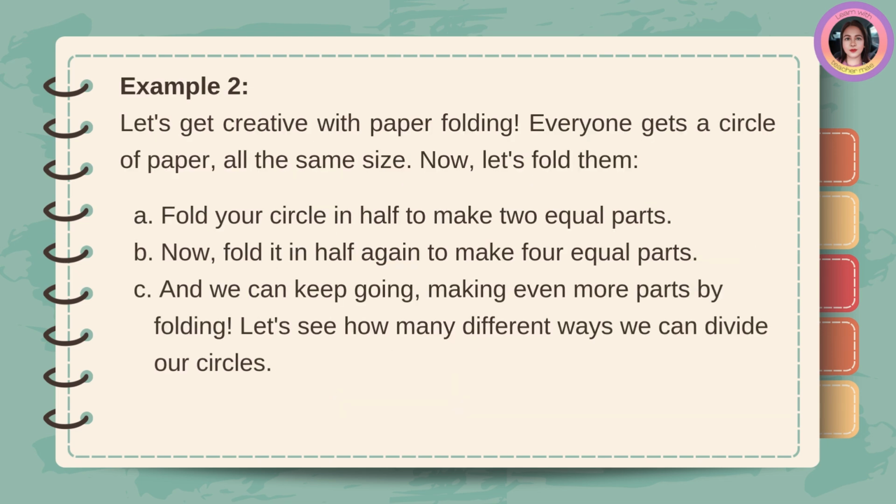Example number 2. Let's get creative with paper folding. Everyone gets a circle of paper, all the same size. Now, let's fold them. Fold your circle in half to make 2 equal parts. Now, fold it in half again to make 4 equal parts. And we can keep going, making even more parts by folding. Let's see how many different ways we can divide our circles.